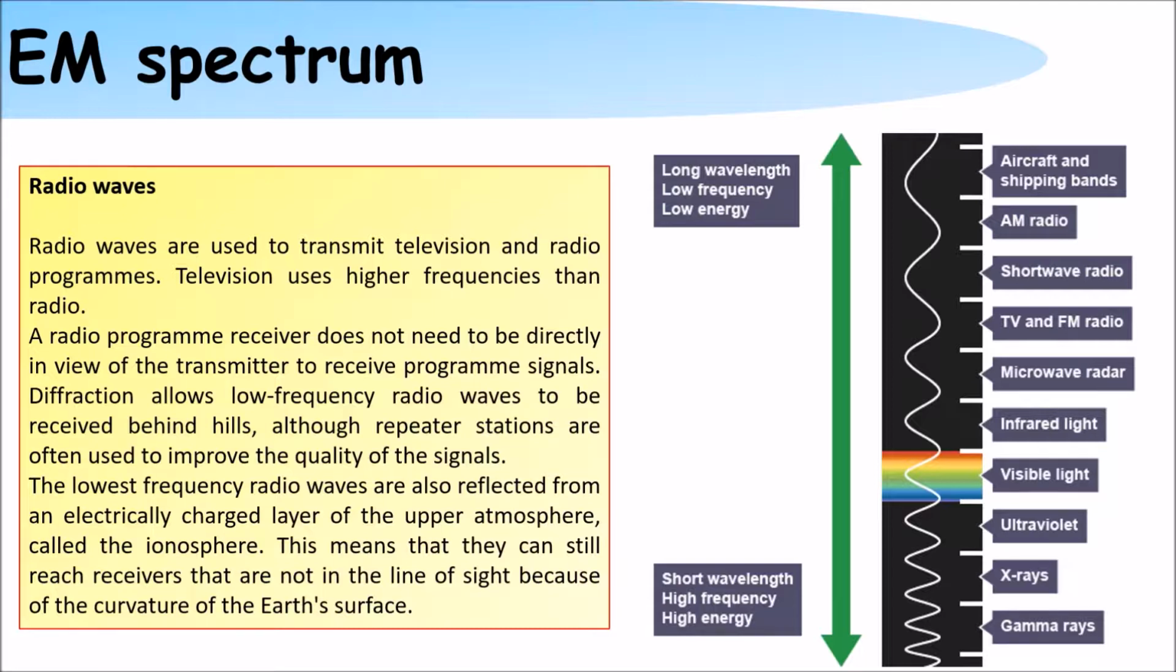Diffraction allows low frequency radio waves to be received behind hills, although repeater stations are often used to increase the quality of the signals. The lowest frequency radio waves are also reflected from an electrically charged layer of the upper atmosphere called the ionosphere. This means that they can still reach receivers even if they are not in sight of them due to the curvature of the Earth's surface.